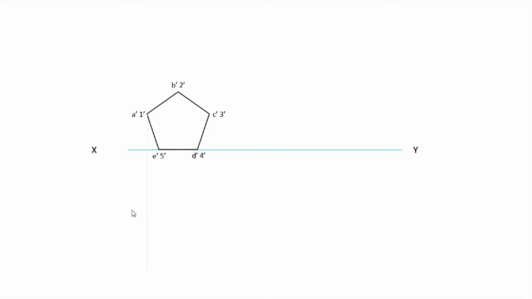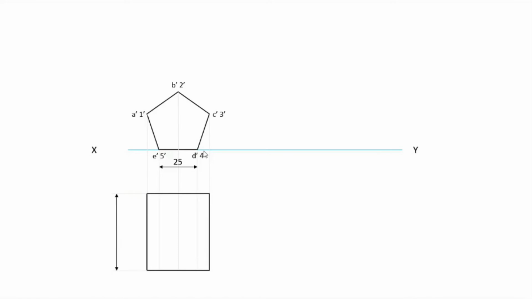So now we go for the top view. In order to get the top view, we first draw a projector from A dash 1 dash, then a projector from B dash 2 dash, then C dash 3 dash, from E dash 5 dash, then D dash 4 dash. The distance between the two faces is 25, as given in the question. So this is the top view.